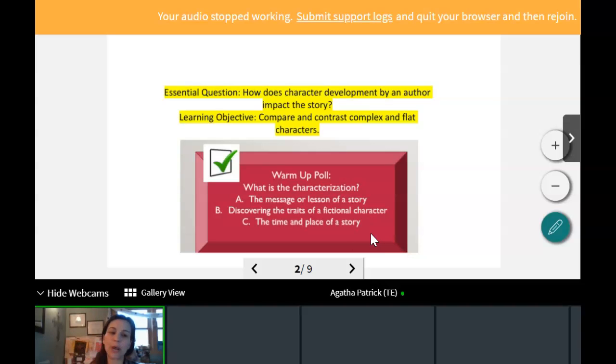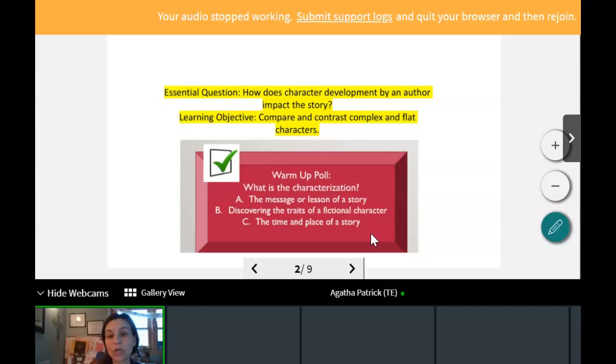Think about our essential question. How does character development by an author impact the story? And our objective for today is to compare and contrast complex and flat characters. So the complexity of a character is determined by the characterization.